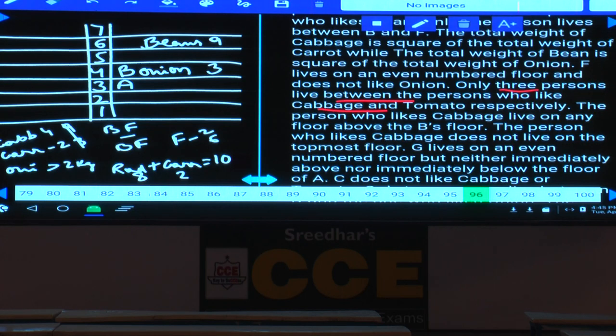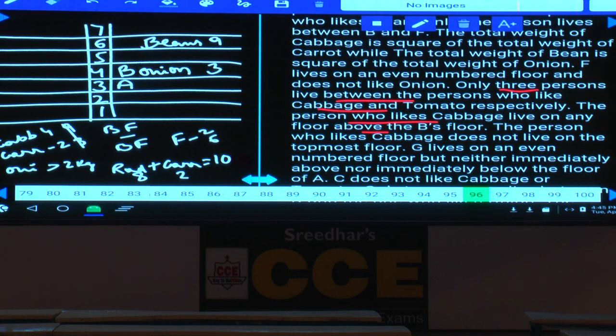What is the next information we have? The one who likes cabbage lives on any floor above B's floor. Hence cabbage can be either 5 or 7, isn't it? Cabbage is 5 or 7, and tomato can be 1 or 3.